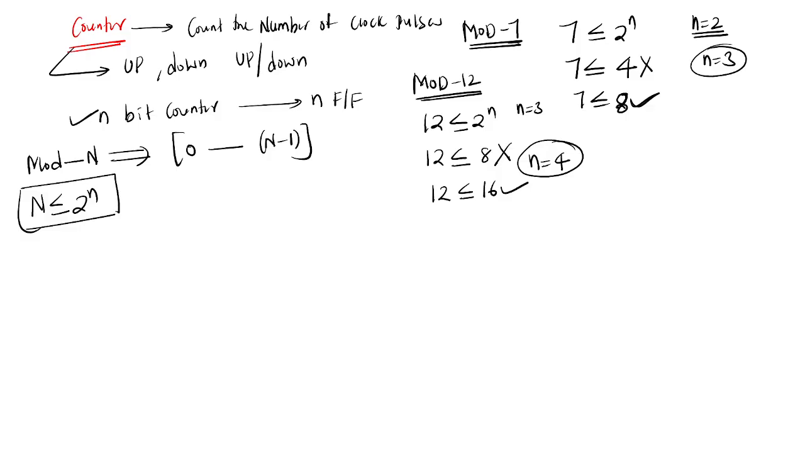Mainly for designing the counter, you use T flip-flop and JK flip-flop. Those two are operated in toggle mode.